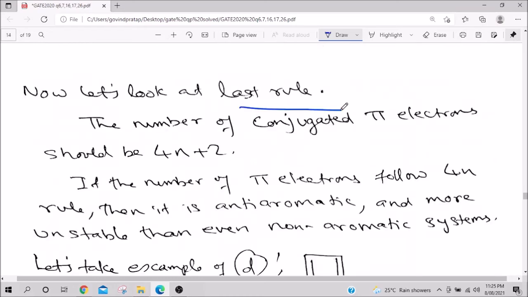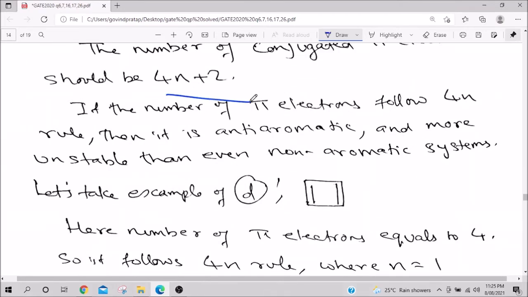So now the last rule, because after all these two rules we could remove only one molecule. The last is that the conjugated system should have 4n plus 2 electrons. As we told, 4n plus 2 is important for a molecule to be aromatic. There is something called anti-aromatic. In between aromatic and anti-aromatic there comes something called non-aromatic. A molecule will prefer to remain non-aromatic rather than becoming anti-aromatic, because anti-aromatic is very unstable.